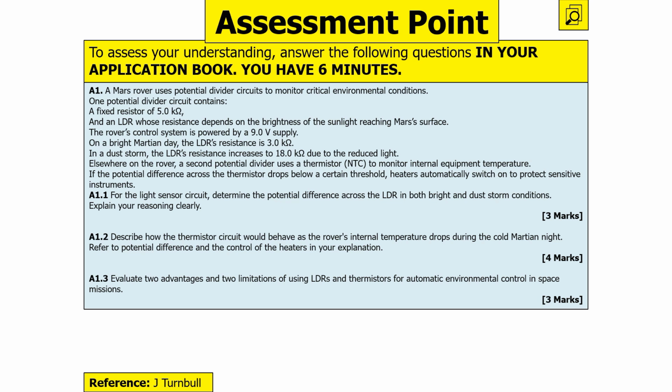Elsewhere on the rover, a second potential divider uses a thermistor to monitor internal equipment temperature. If the potential difference across the thermistor drops below a certain threshold, heaters automatically switch on to protect sensitive instruments. For the light sensor circuit, determine the potential difference across the LDR in both bright and dust storm conditions. Explain your reasoning clearly. Then describe how the thermistor circuit will behave as the rover's internal temperature drops during the cold Martian night. Refer to potential difference and the control of the heaters in your explanation. Then evaluate 2 advantages and 2 limitations of using LDRs and thermistors for automatic environmental control in space missions.